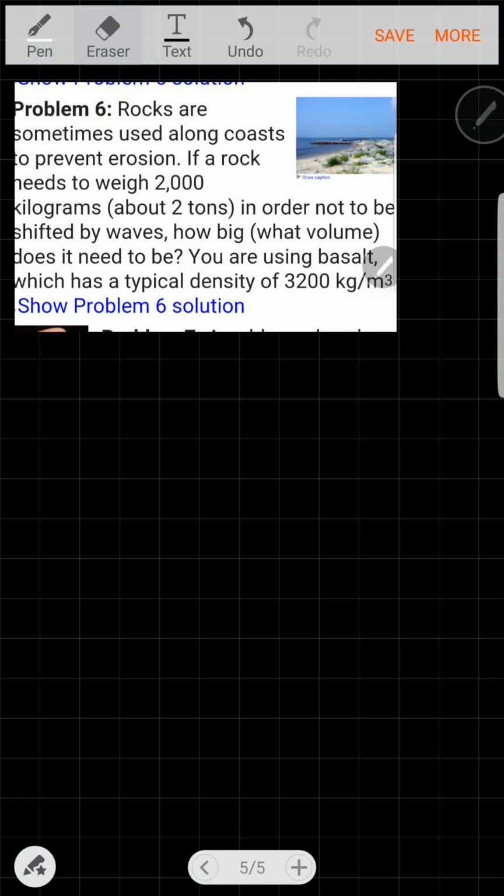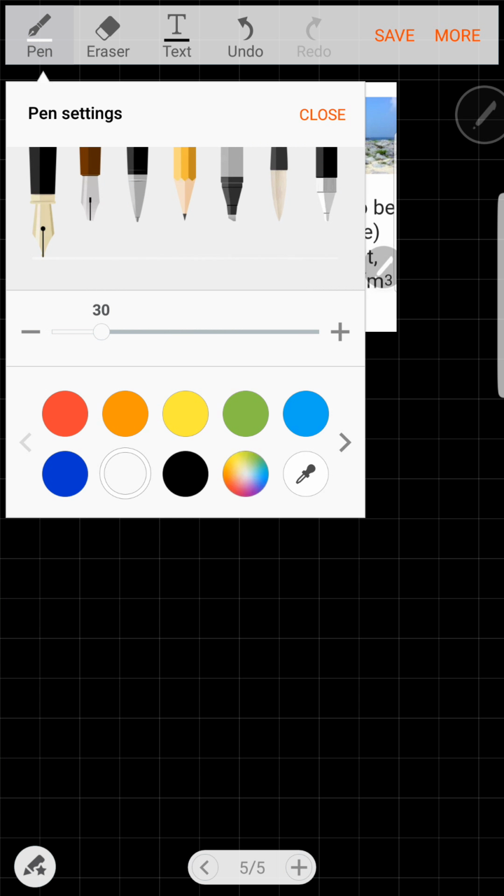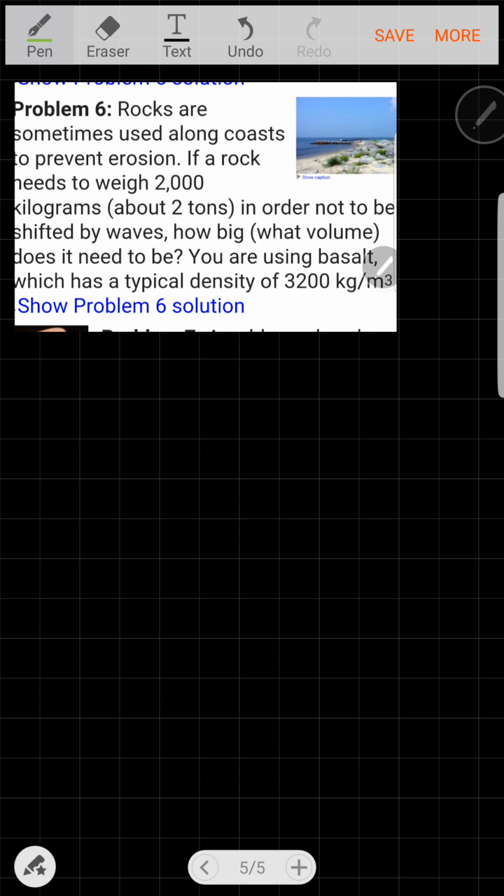Hello guys, here's another density problem, and we're going to use the GUESS method along with the density triangle to work these problems out. So let's go ahead and read the problem and make sure we get the right things underlined. The problem reads that rocks are sometimes used along coasts to prevent erosion. If a rock needs to weigh 2,000 kilograms in order to not be shifted by the waves, how big, so what is the volume?